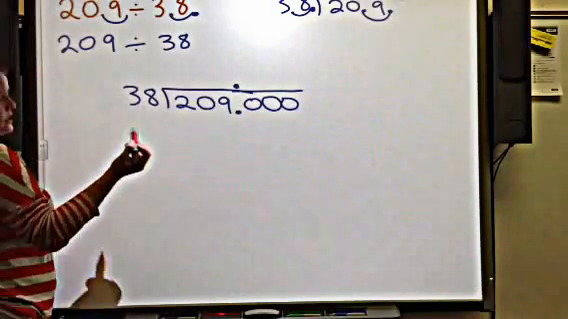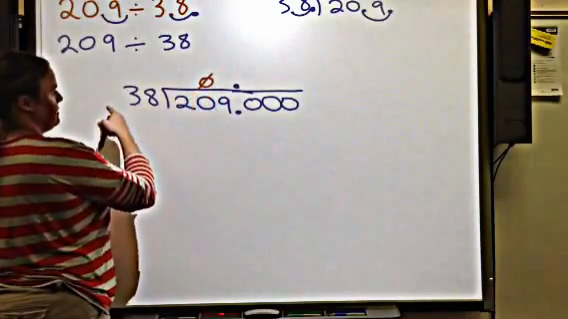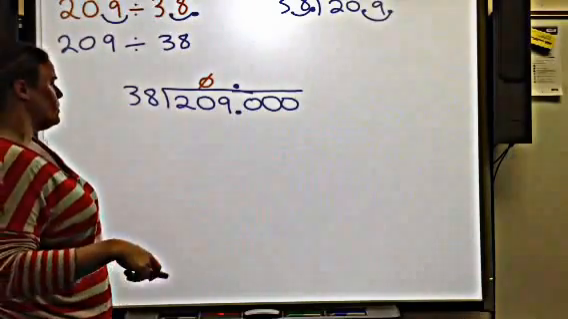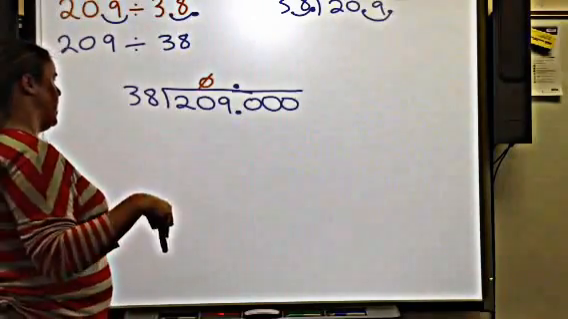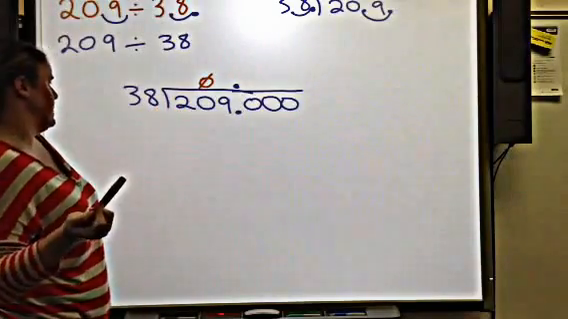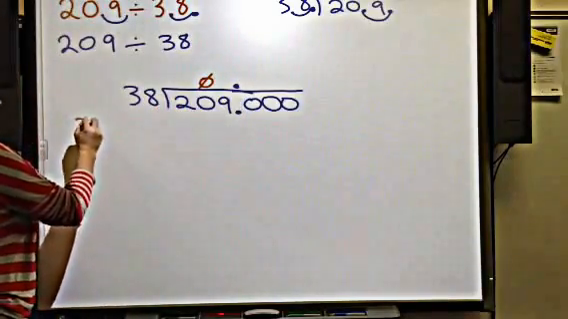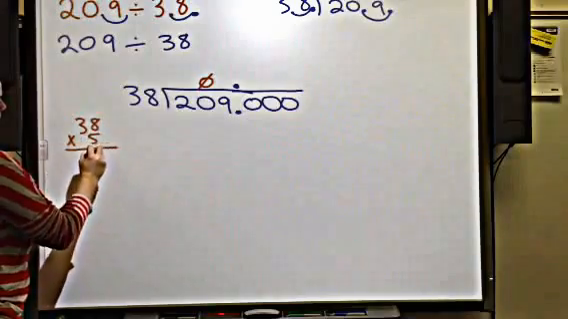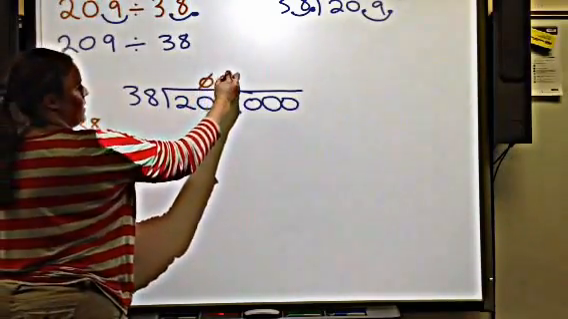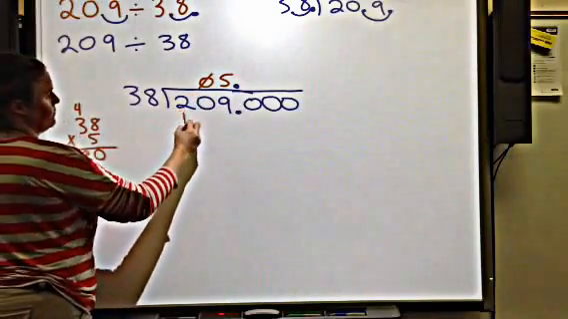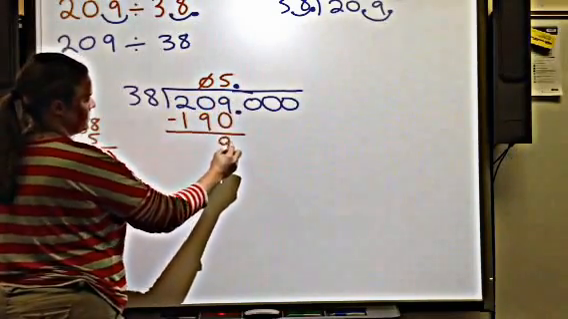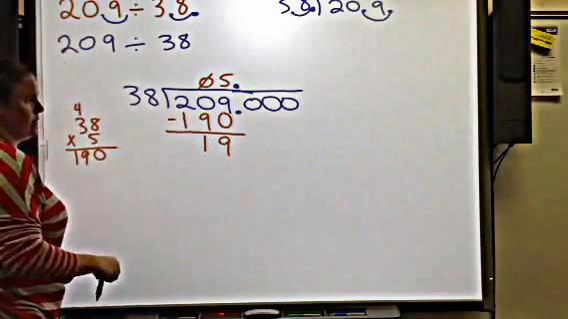38 goes into 20 0 times. 38 goes into 209. I'm going to estimate, rounding 38 to 40. And I know that 40 goes into 200 5 times. So I'm going to go over here and find out what the math is. So I know that 38 times 5 is 190. I'm going to subtract. And I have 19 remainder.